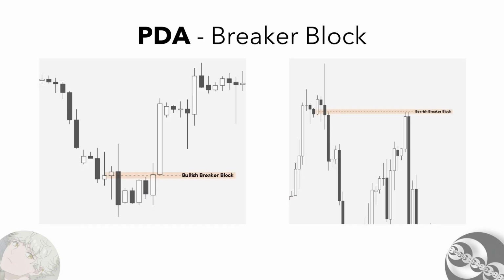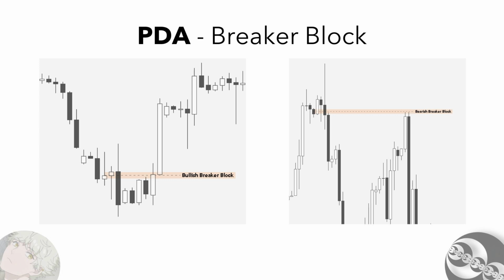Breaker blocks are similar to order blocks but differ slightly. Bullish breakers are the last up close candle before a down move to sweep liquidity, and bearish breakers are the last down close candle before an up move to sweep liquidity. Some people like to remember that the bullish breaker is formed from a low, high, lower low, and a higher high, and the bearish breaker as a high, low, higher high, and then a lower low.